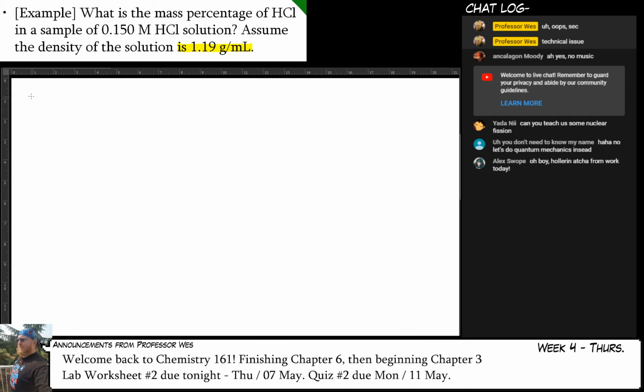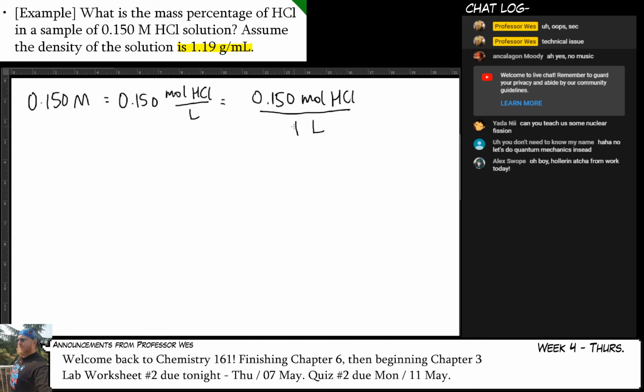So what we know about this is that I know that this is the molarity, which is the same as me writing this, which is also the same as me writing this. And that should give you a clue as to how you're going to use the density here. Because we know that the density of this solution is this. There's this many grams of HCl per milliliter. So that's the density. So how do I get mass percentage out of this?